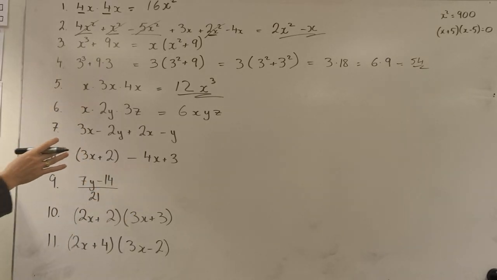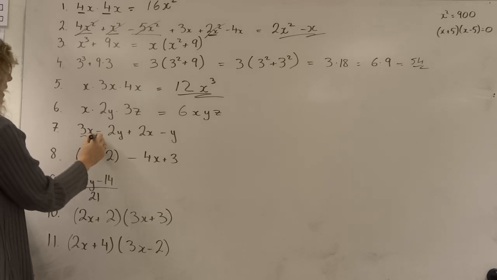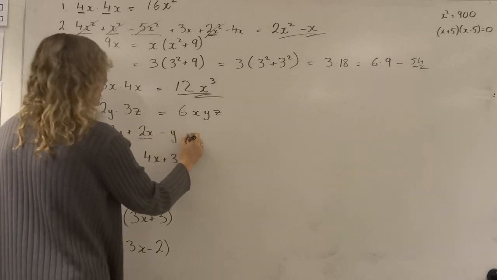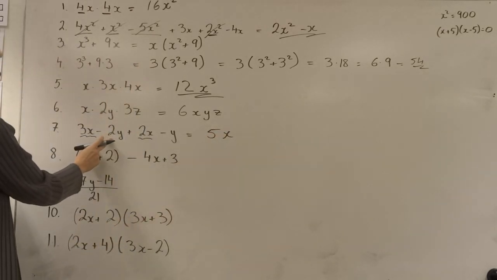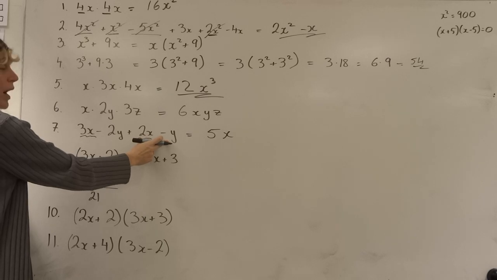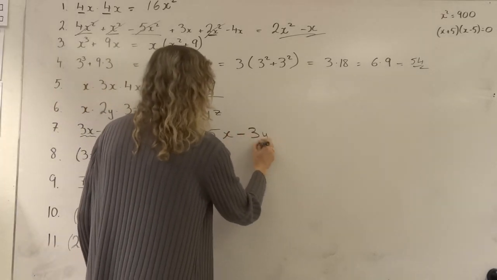Here we have addition, so we're looking at x terms first. Here we have 3x, and here we have 2x, so that would give us 5 lots of x. And then we have minus 2y minus another y. Minus 2 minus 1 is going to give us minus 3, so we have minus 3 lots of y.